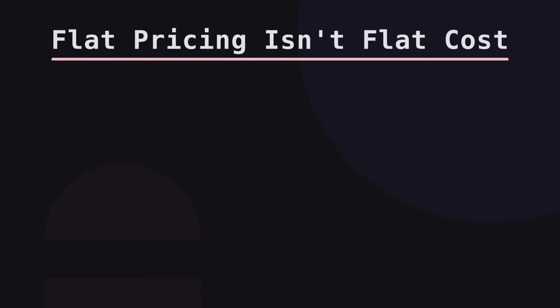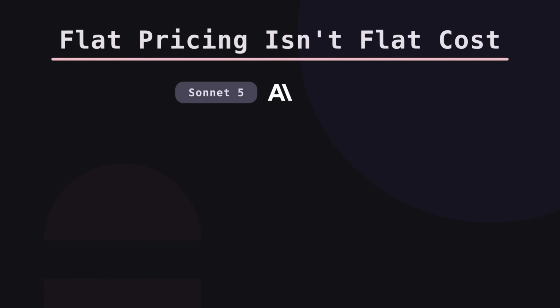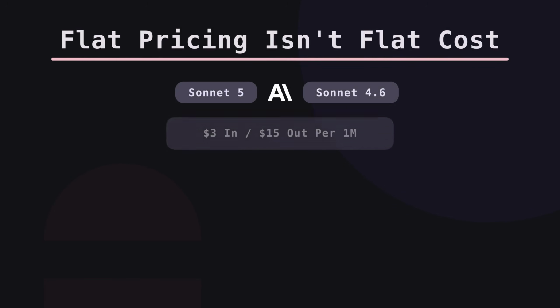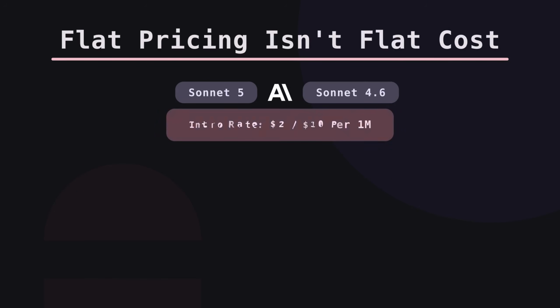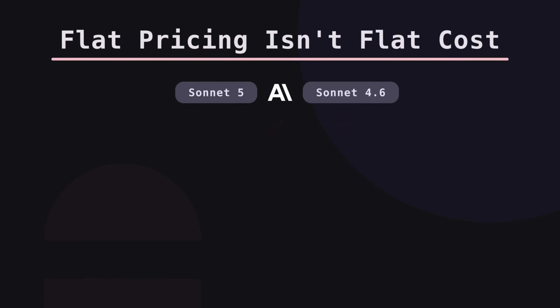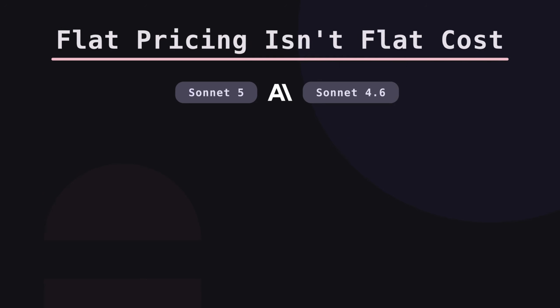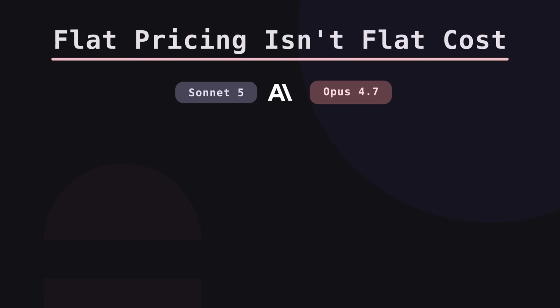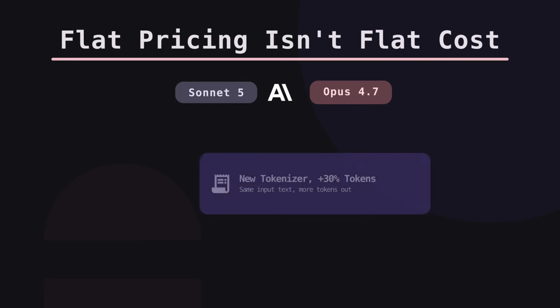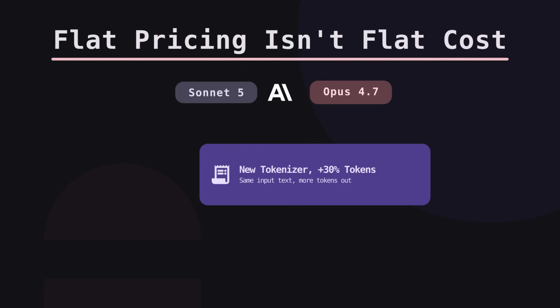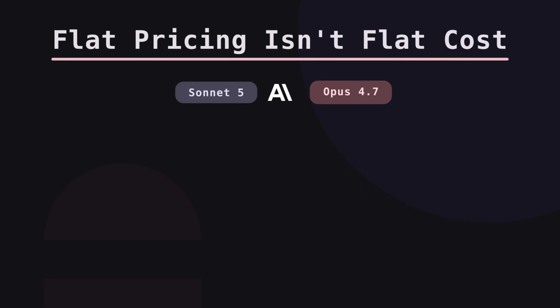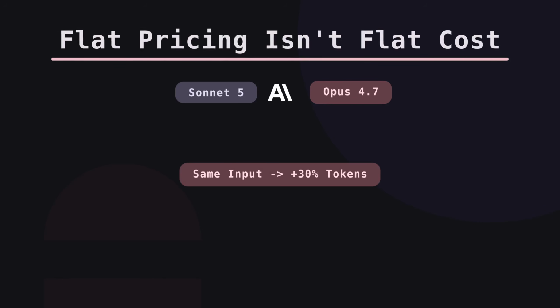Now, you think flat pricing means flat cost. Sonnet 5 charges the same rate as 4.6, $3 in, 15 out per million tokens, with an introductory rate of 2 and 10 through August. Here's the part worth slowing down on though. Sonnet 5 ships a new tokenizer, the same one Opus 4.7 got, and for identical input text it produces roughly 30% more tokens on average. So the price per token is flat, but the token count for the same conversation just went up.